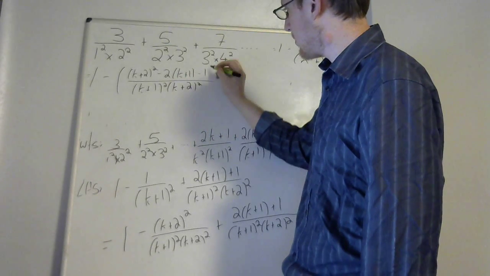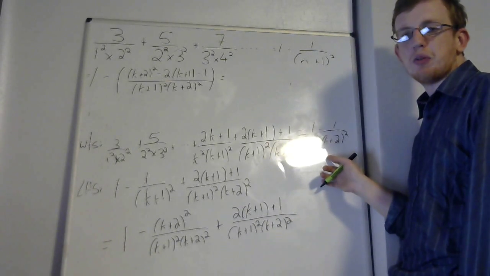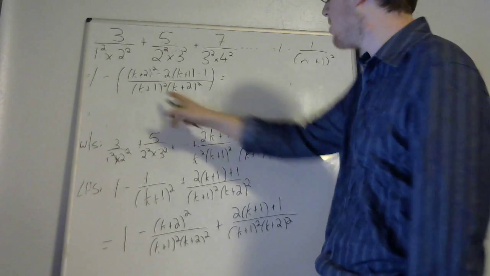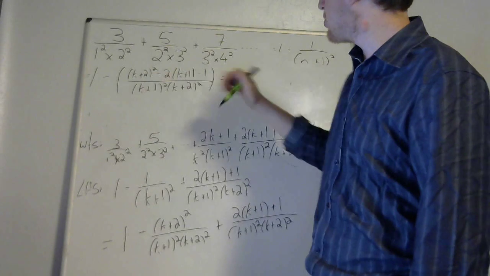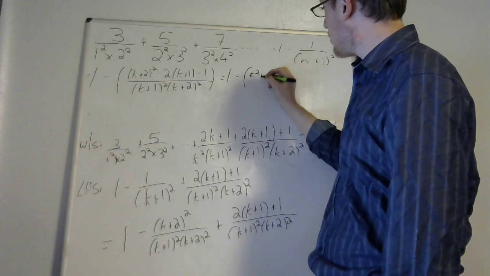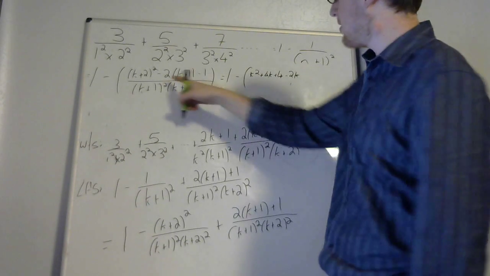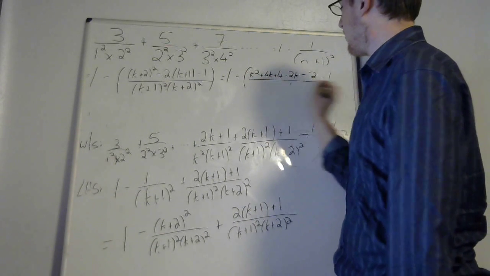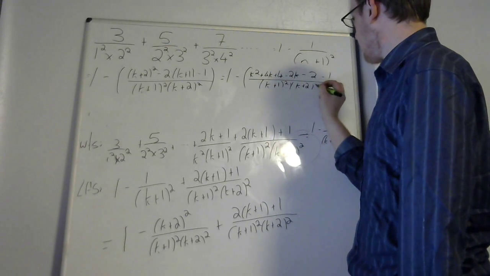When you're doing this, you should be looking at what you want to get to and thinking about how I'm going to get there. I know at the moment I'm going to need a factor, hopefully, of (k+1)² to cancel out with this. Let's see if I get that. (k+2)² expanded, k² plus 4k plus 4, take away 2k is what I get from expanding that bracket, take away 2, take away 1, over (k+1)² times (k+2)².